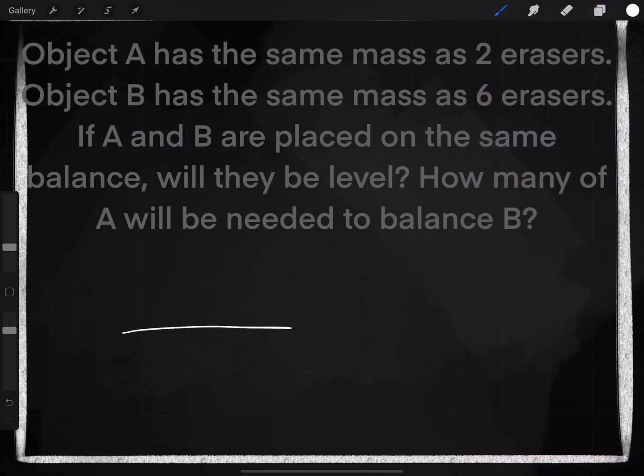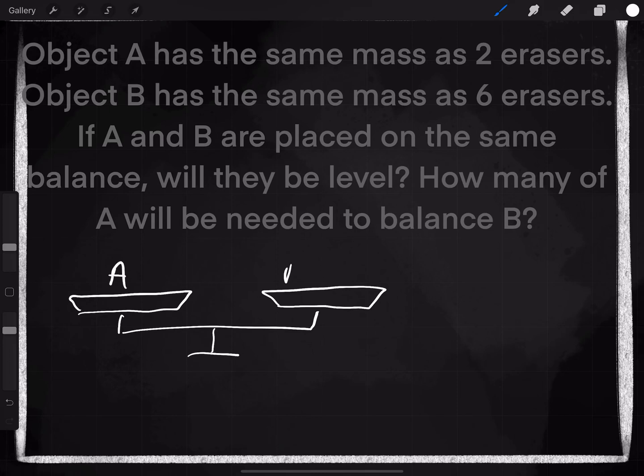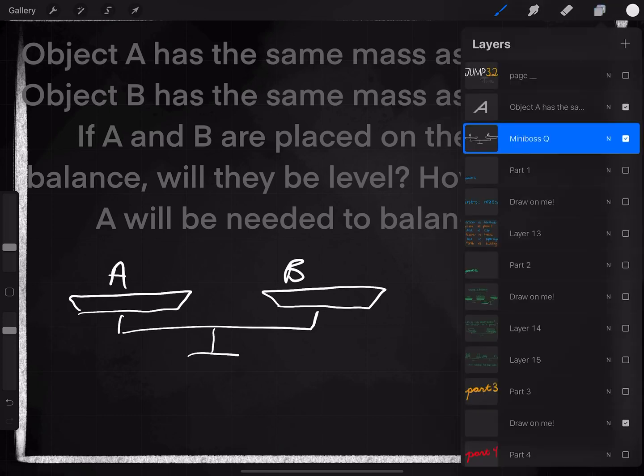Okay, so there's a balance, in case this is helpful. Will they be level? A and B. So will they be level? Then how many of A would be needed to balance B? Okay, so give that a try.